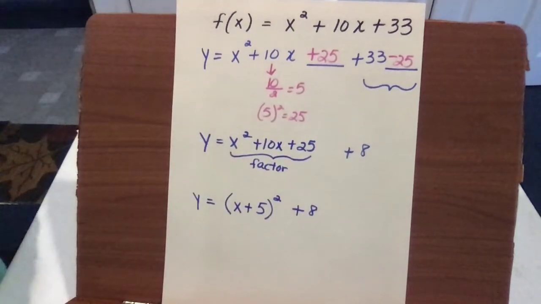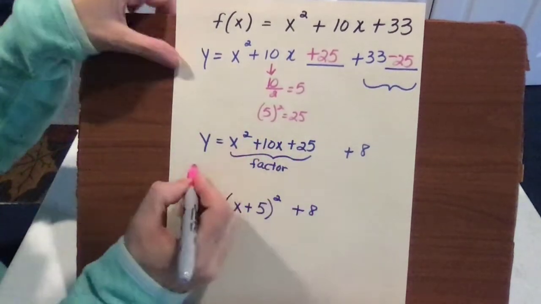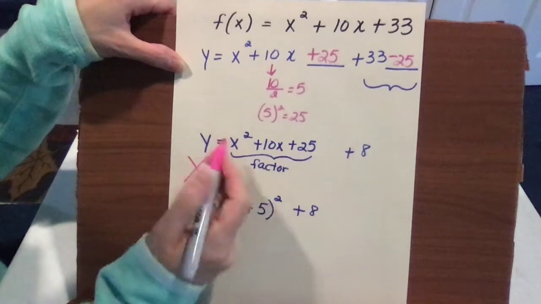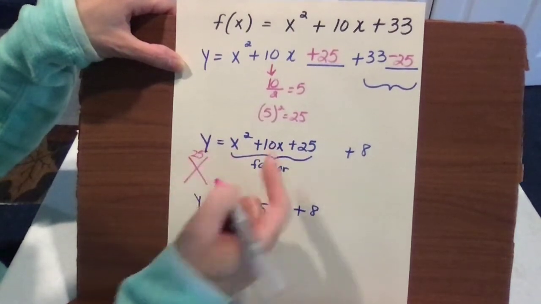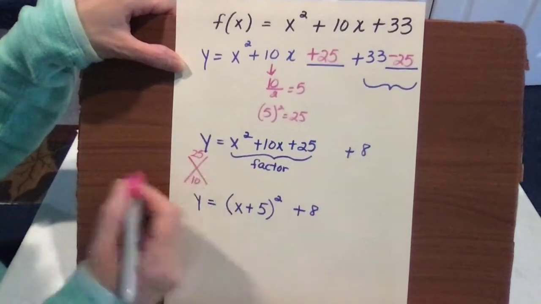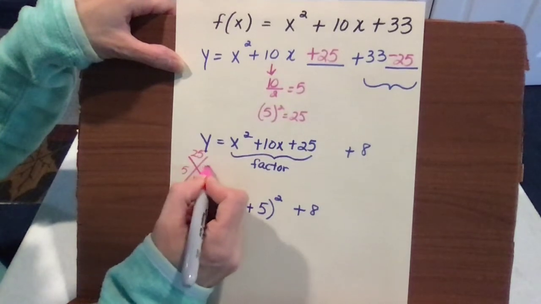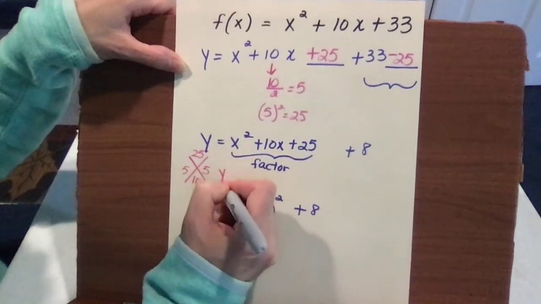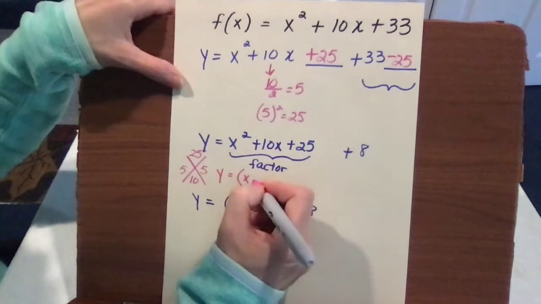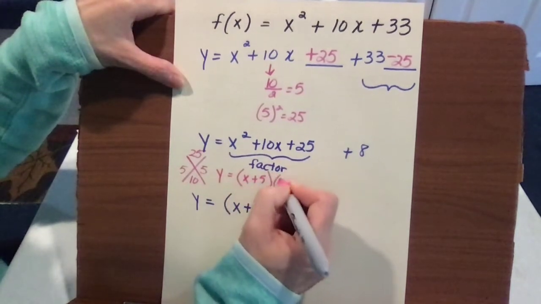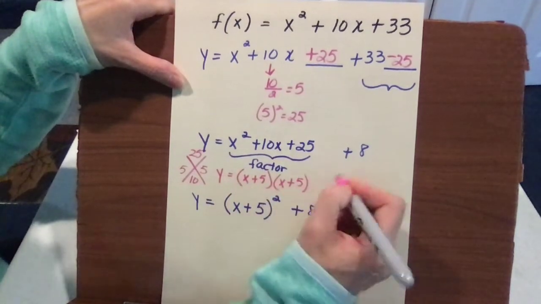If you're not sure, use your diamond. Take this on the side. 25 times 1 is 25. 10 goes in the bottom. Factors of 25 that add to 10 are 5 and 5. Everything's positive. So y equals quantity of x plus 5, quantity of x plus 5, and then plus 8, because that's already been calculated.